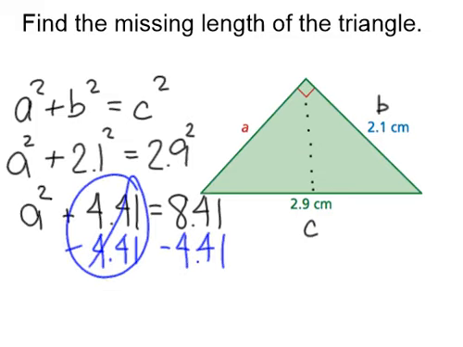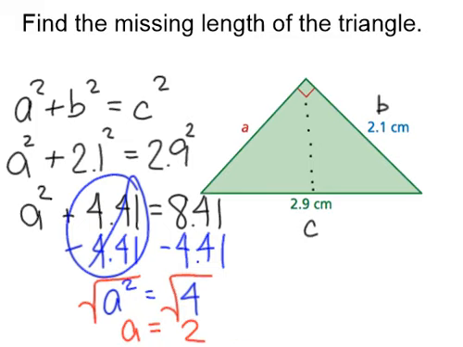Here's 0 pairs, and you're left with a squared is equal to 4. So we'll go ahead and show square root on both sides and get a is equal to 2 centimeters. And then when we plug that in, that would be reasonable. It's less than 2.9, which it should be for the length of a leg.